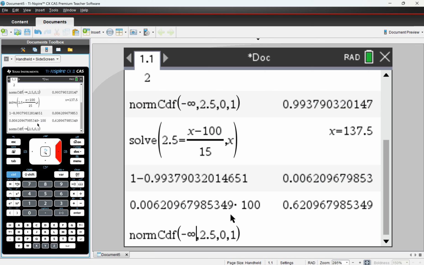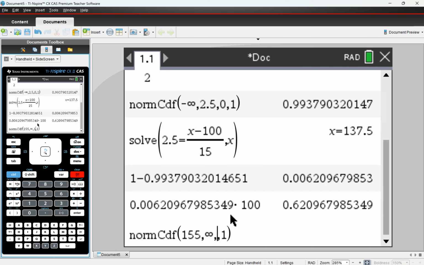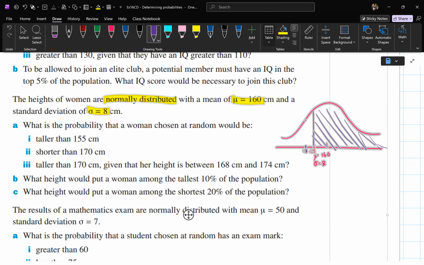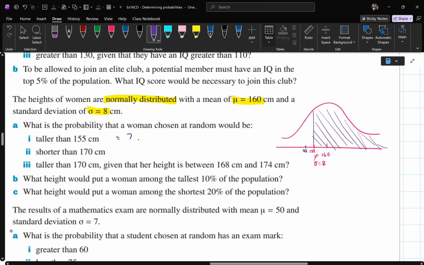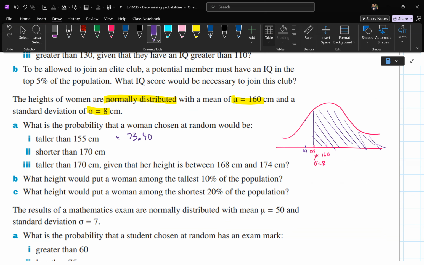And we want from 155 up to infinity, with 160 as the mean and a standard deviation of 8. Here we go. So it's 73.40% of the population. At the moment, I don't know what the population is, so I just know 73.4% of people will be taller than 155.